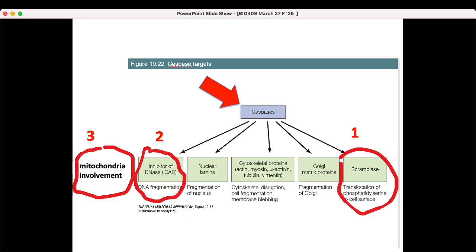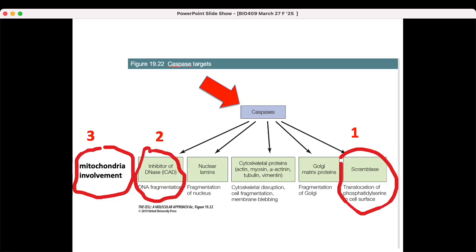What we're going to talk about with the red arrow is who does that? Who activates that scramblase? So we're going to talk about that. But let's just look at the action. There's a variety of different things that are going to happen when programmed cell death is triggered. Again, either by an internal factor like DNA damage, or an external factor, like another cell saying, you know, you should die. You look like a cancer cell.